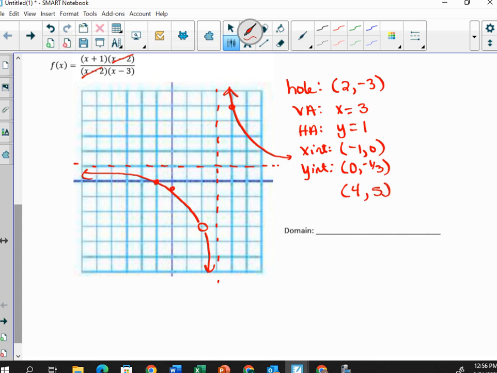Yeah. Oh, yeah, I didn't answer the domain part. Okay, domain is your x values. So you start on the left side of your graph and you just work your way across, leaving out any value that's not included in your graph. We have 2 x values not included in this graph. What are they? Negative 2 and 3. So your domain is negative infinity to 2, 2 to 3, 3 to infinity. Parentheses on all of those because we're not including them. Okay. Questions?